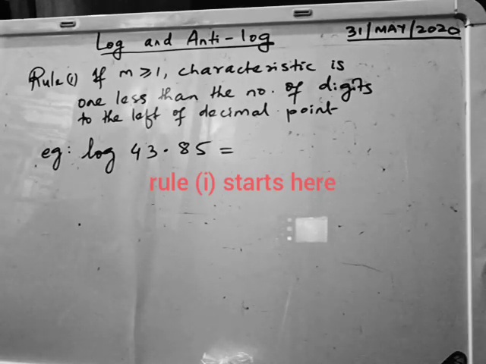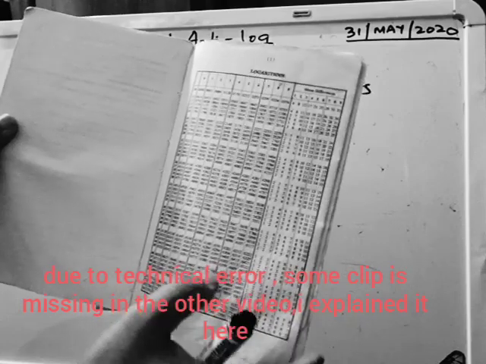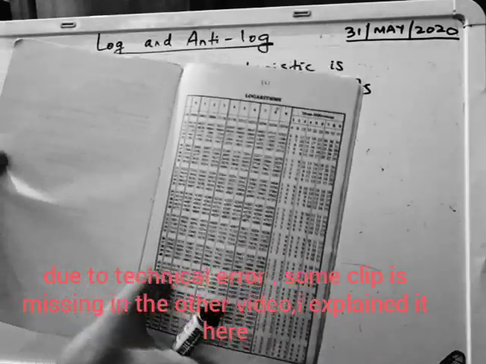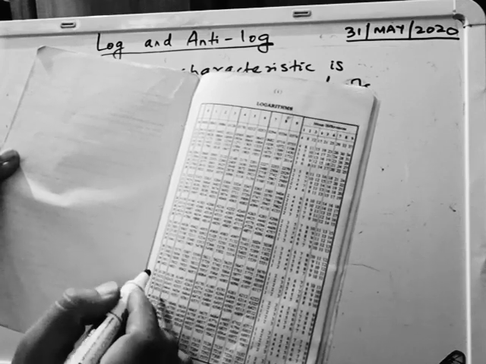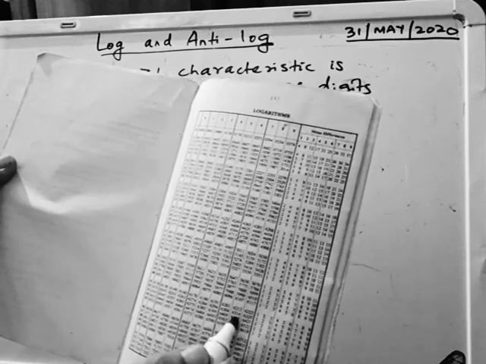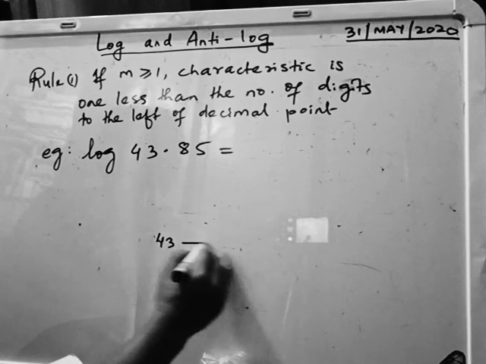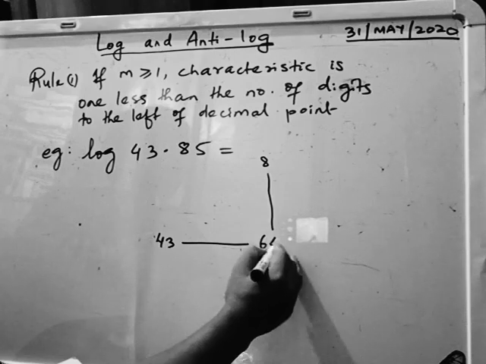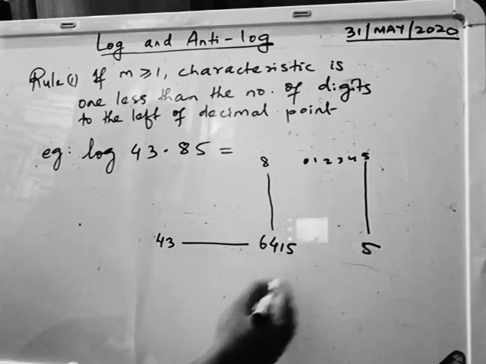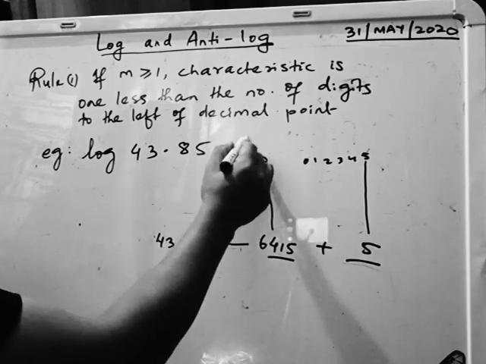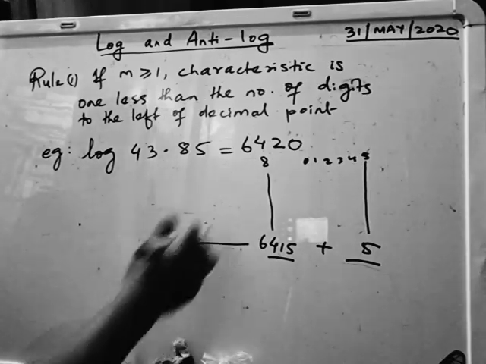Here, if we are about to find log 43.85, we will look at the log table. Log 43 is here, and where is 8? 8 is here. Log 43.8 is 6415 plus mean difference 5. That means we are looking at the log table, 43, here is 8, 6415, and the mean difference 0, 1, 2, 3, 4, 5. Mean difference 5 is 5. That means 6415 plus 5 is equal to 6420. This is not the final value.